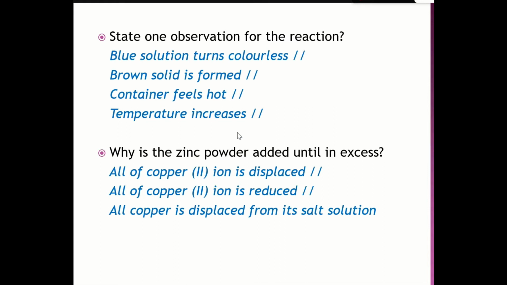In this case, because we have the keyword excess, it means that the zinc powder being added is enough to displace all the copper from the solution. So the keyword all must be there. The keyword all must be there. So all of the copper 2 ion is displaced. All of the copper 2 ion is reduced. All of the copper is displaced from its salt solution. This question is very interesting. I just pointed out the common mistake that the majority of our students always make. Many students make a careless mistake like this.